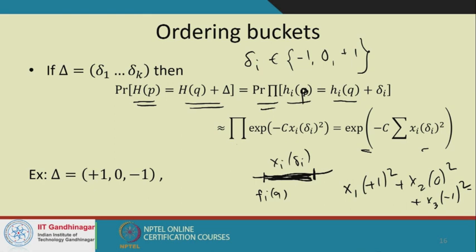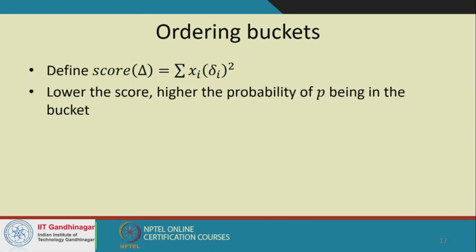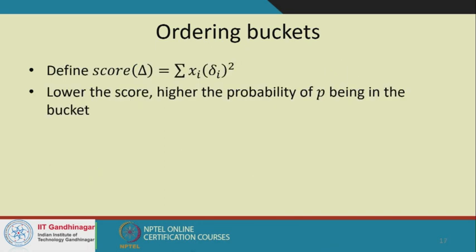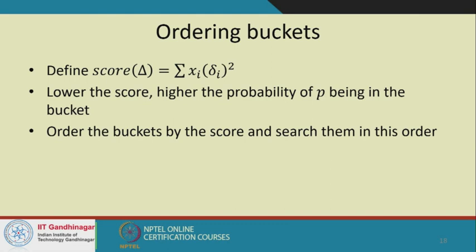So now this allows us to define a score for each perturbation vector δ, and that score just depends on the quantity in the exponent. Because we want to maximize the success probability, we want to minimize the summation of x_i(δ_i) squared. If this is minimized, the success probability will be maximized. The lower the score, the higher the probability of p being in this bucket. So what we do is order buckets by this score and search them in this order.